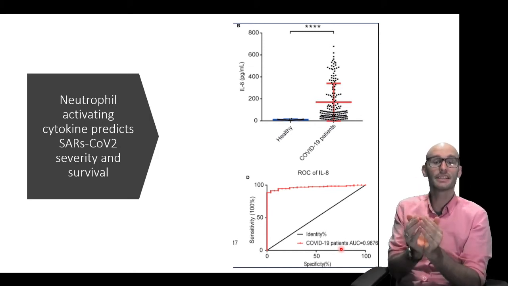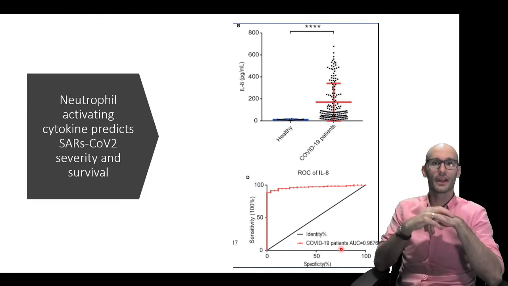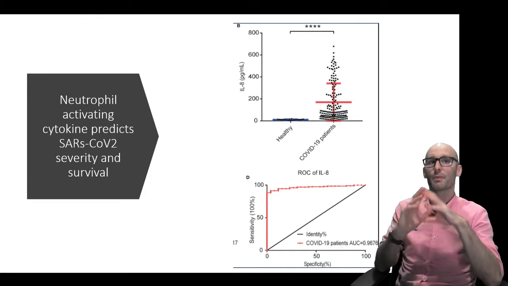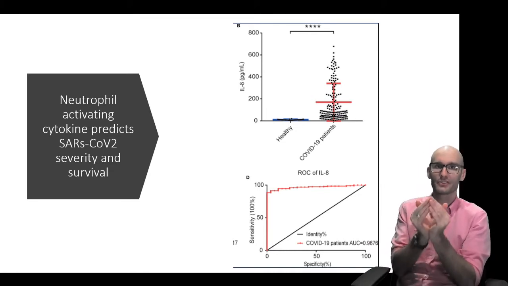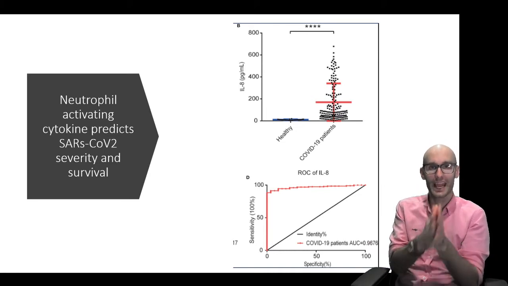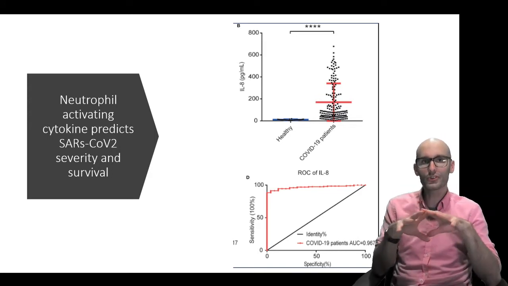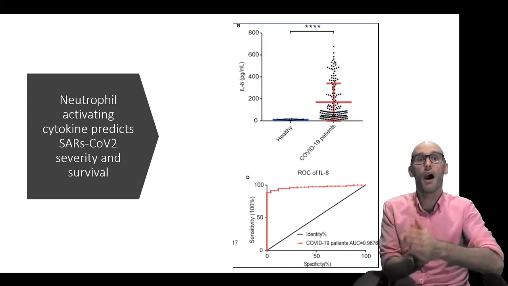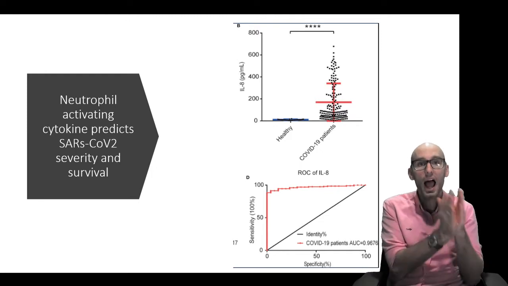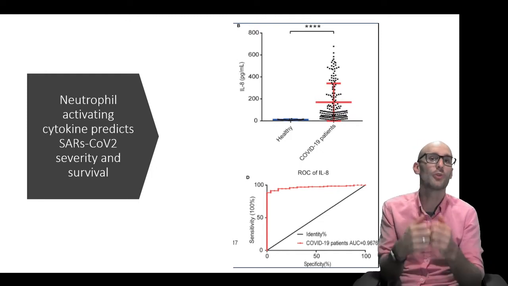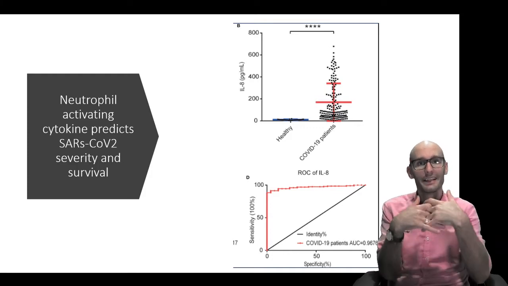Now, what's interesting is there are also more studies that show that IL-8 and neutrophil activity correlate with poorer outcomes in the patients. So not only do SARS-CoV-2 patients have higher levels of IL-8 and neutrophil activation, the higher the IL-8 and the higher the neutrophil activity is, the more likely they are to either die or have serious negative effects.